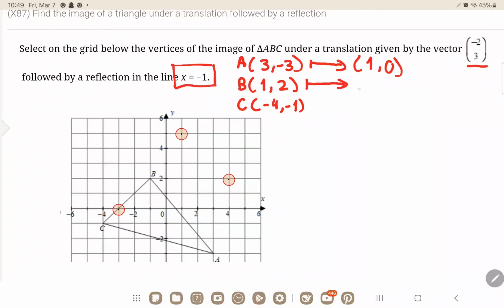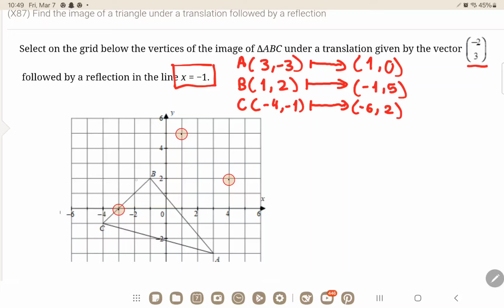1 minus 2 is -1. 2 plus 3 is 5. -4 plus -2 is -6. And -1 plus 3 is 2. Now we have all our values after translation.